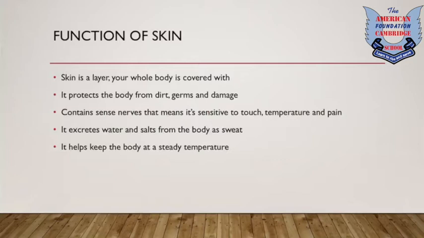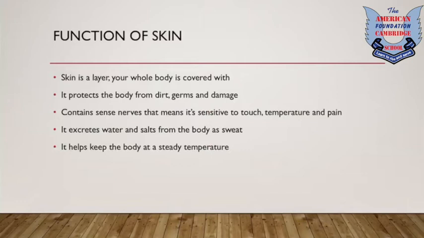Then the next point is it excretes water and salts from the body as sweat. Whatever substances are inside the body, the blood carries them. The blood also carries the waste away. From the body, the waste is excreted out through different routes, like sweat and tears. So the internal chemicals which are not digested properly, or need to get out of the body, all the toxicants, are excreted through different parts of the body, right?